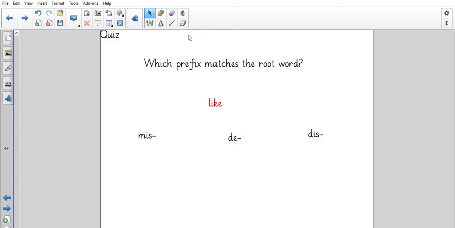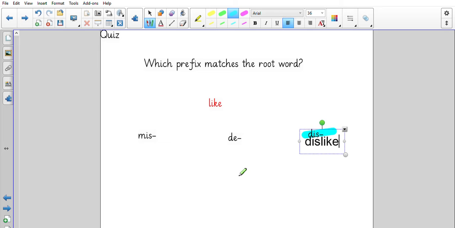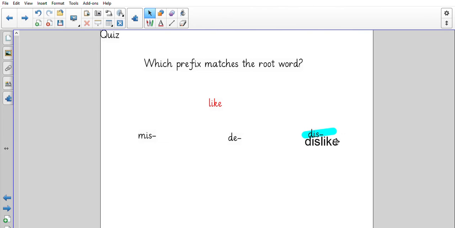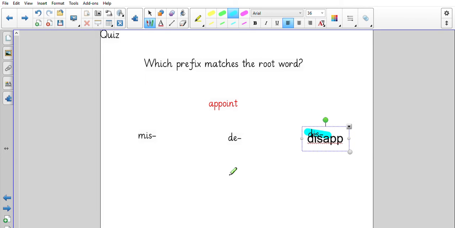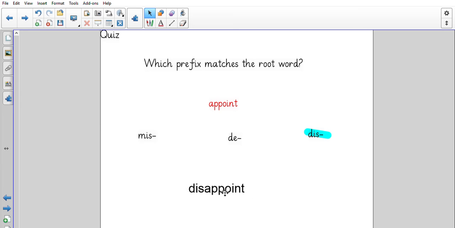Mislike, delike or dislike. Which one do you think it is? Well done if you said dislike. Misappoint, deappoint or disappoint. So misappoint, deappoint or disappoint. Well done if you said dis. So if you disappoint someone, you upset them.